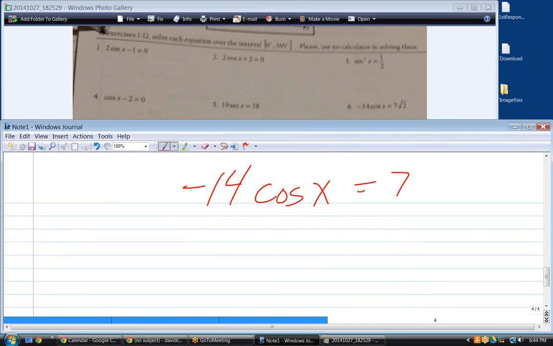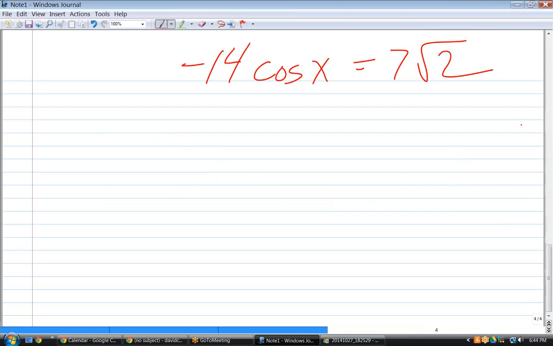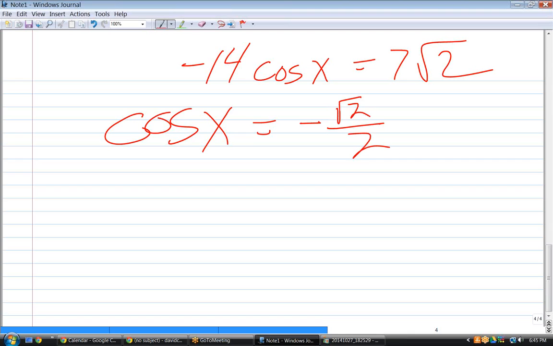-14 cos x equals 7√2. That'll turn into cos x equals √2 over -2. I prefer to write it like that. Where does that happen? √2 over 2, 45 degrees. Well, that's where a positive √2 over 2 would happen. We need the 2 quadrants where it's going to be negative. Cosine's negative in the second and third. So what are the equivalents to 45 degrees in the second? 135. And in the third? 135 and 225.